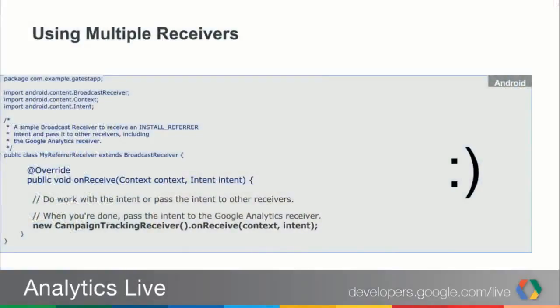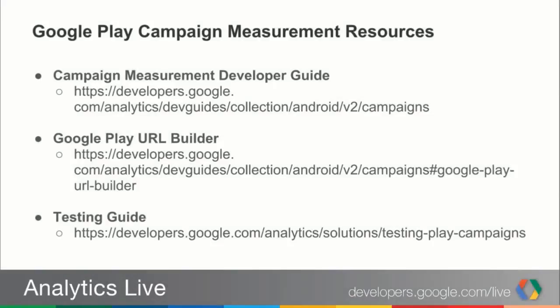So you're not adding a new receiver to your Android manifest file. You're just going to take what you already have, and then when you're done with whatever you're doing with that intent, just instantiate the GA receiver and call onReceive and pass it the intent. And that'll be good enough. Yep, and that's exactly what you want to do.